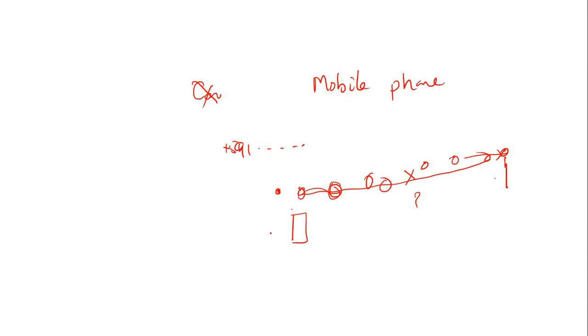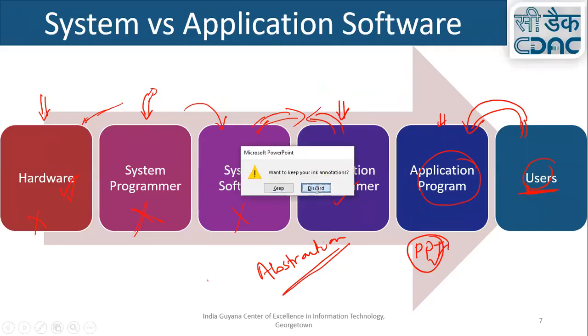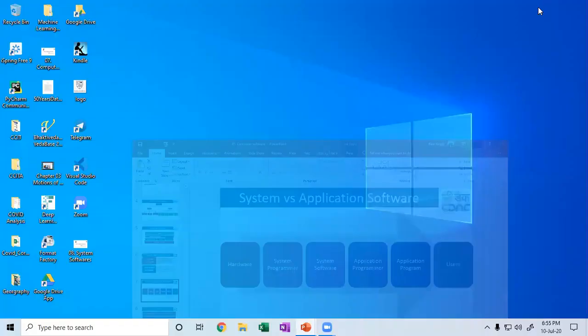How is it possible? And this is your abstraction. Your mobile phone provides you an abstraction. I'll give you another example. Let me get out of this presentation. I think I already finished the presentation; I'm just giving you an example.